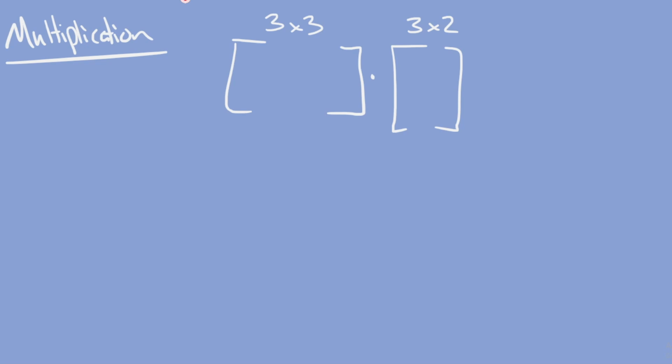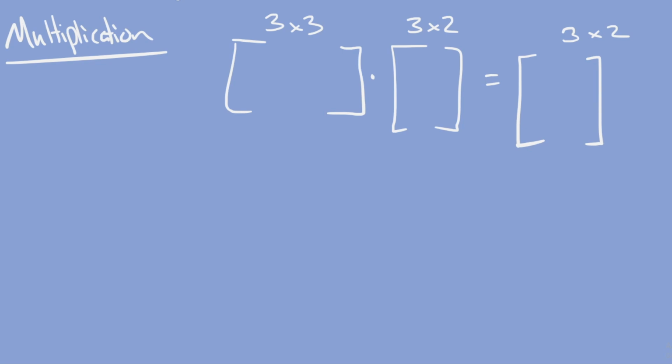Basically, I think the easiest way to see if they work is writing out their dimensions like this and just making sure that these two closest values are equal. And then one thing that we can note is the size of the matrix that we're going to be making is going to be these two values. So we're going to make a 3 by 2. So this matrix is going to be a 3 by 2, 3 rows and 2 columns.